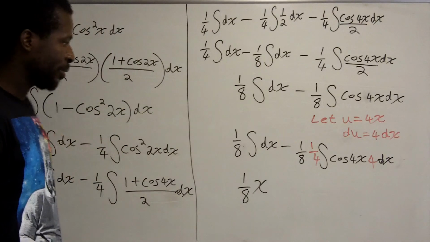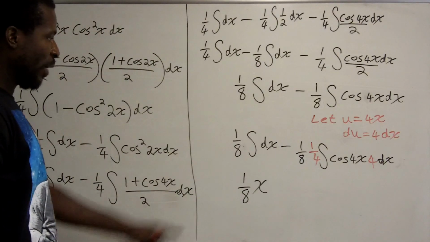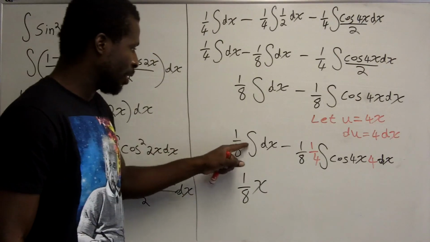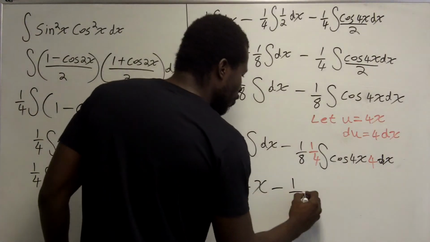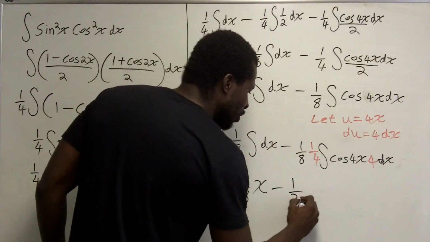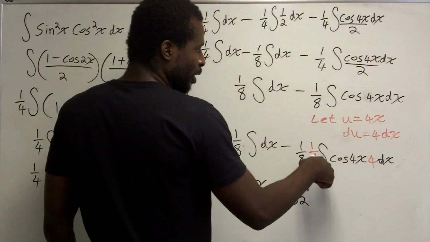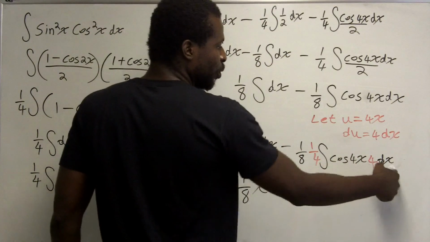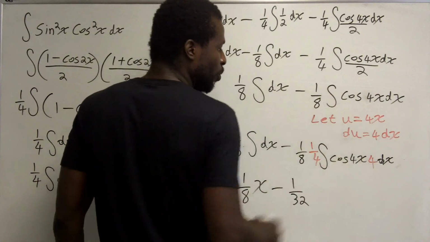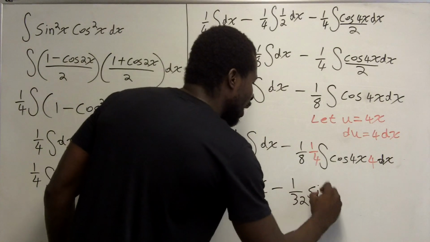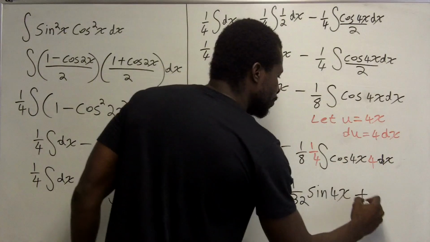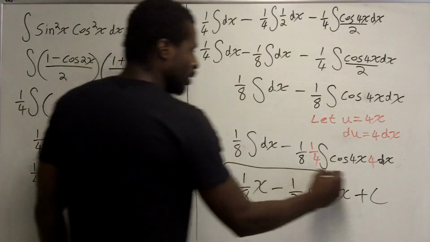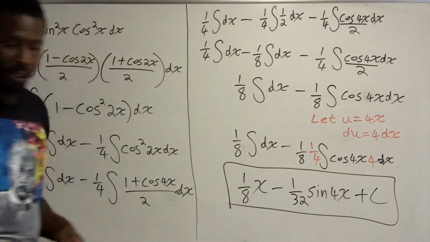So now I get down to here. Okay, now I have this. The 1/8 integral of dx is just 1/8 x. And then this is minus 1/4, 8 times 4 is 32. And then that integral is the integral of the cosine of u, and there's du. When you integrate the cosine of u du, you always get the sine of u, which is sine of 4x, plus c. So here is the final answer for this integral.